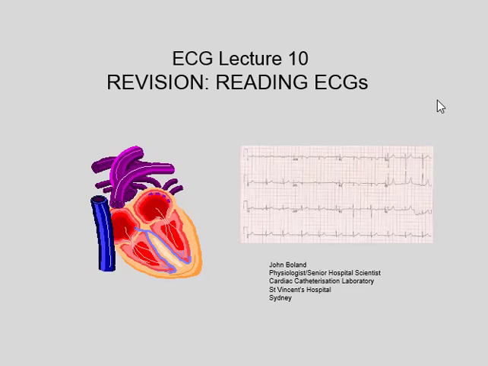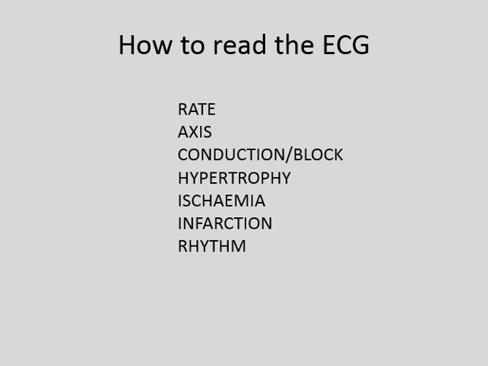In this lecture, we'll try to revise all the previous lectures we've had on the ECG, which is far too big a task for one lecture, so we will concentrate on a few aspects of it. In interpreting the ECG, we must always remember to examine rate, axis, conduction and block, hypertrophy, ischemia, infarction, and of course, rhythm. Not necessarily in this specific order. Always look at the ECG as a whole and then focus on individual aspects of it until you have your interpretation.